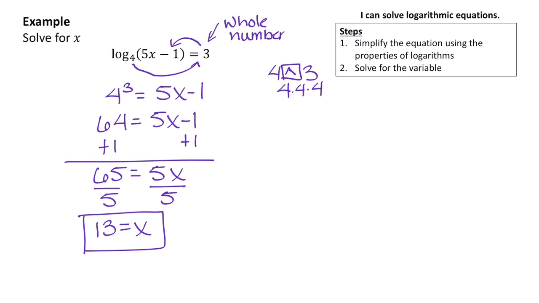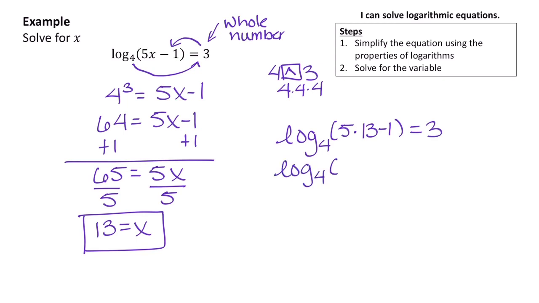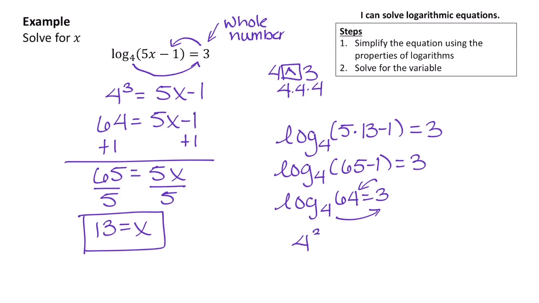If I plug back into my log just to be sure, I get log base 4 of 5 times 13 minus 1 equals 3. So that is log base 4. 5 times 13 is 65. So I have 65 minus 1 equals 3. That tells me that log base 4 of 64 equals 3. If I check this by rewriting in exponential form, that does work out. I get 4 to the third equals 64.